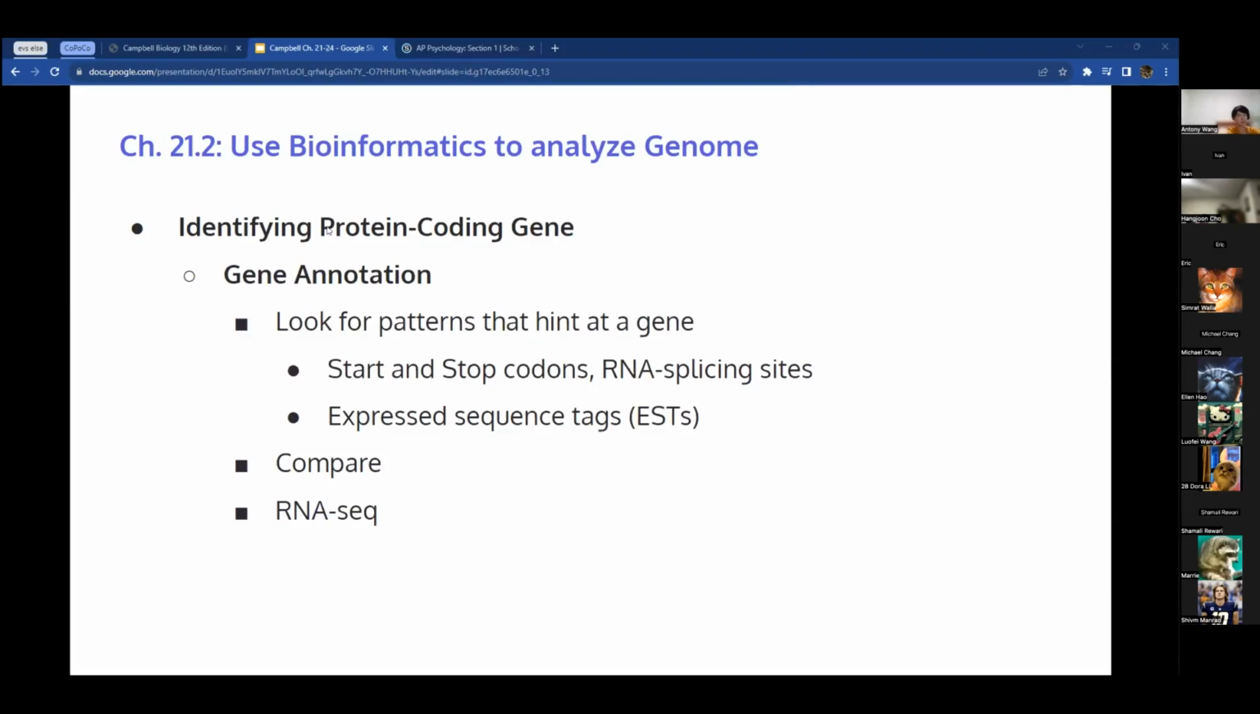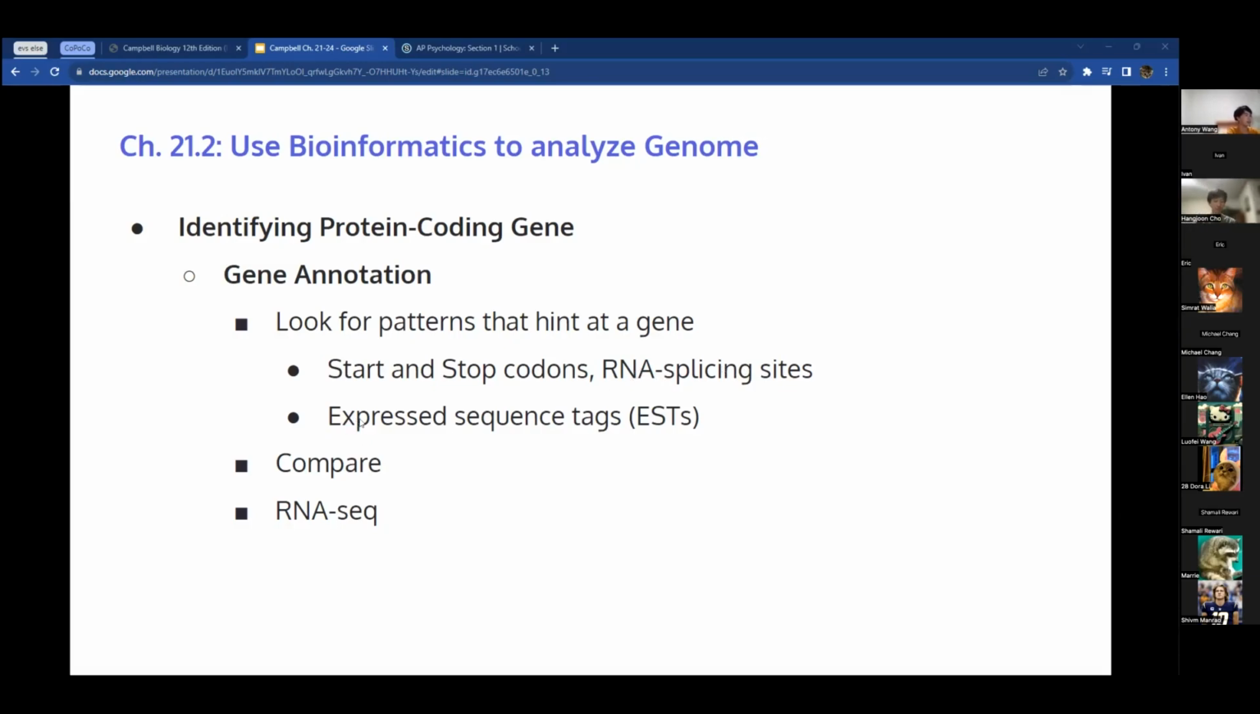Identifying protein coding genes. So sometimes you have a piece of DNA, you want to know what it does. So the first thing that you do is you need to find out whether or not this section of DNA codes for a protein. Use a method called gene annotation. Basically, you look for patterns that hint that the gene does make a functional protein. For example, you look for start codons, stop codons. Any transcribable DNA will need one of these. You can also look for splicing sites.